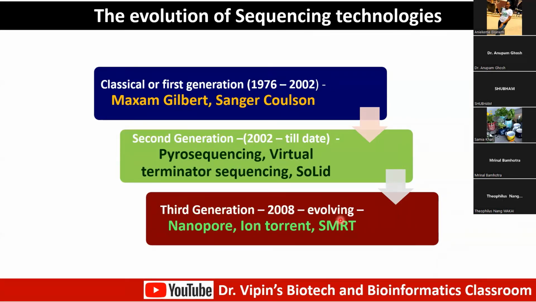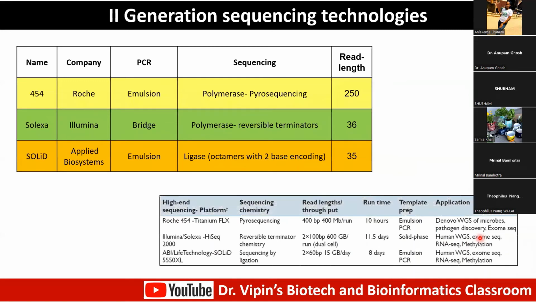This is 2008 and evolving. And you have Nanopore and Torrent and single molecule real-time sequencing, which are now leading the market. Illumina, of course, is the one that leads the market today. 80% of the market is held by Illumina, but the long-range sequencers are fast catching up with it. So here you are. If you look at the comparisons, the effort has been into increasing the read length.